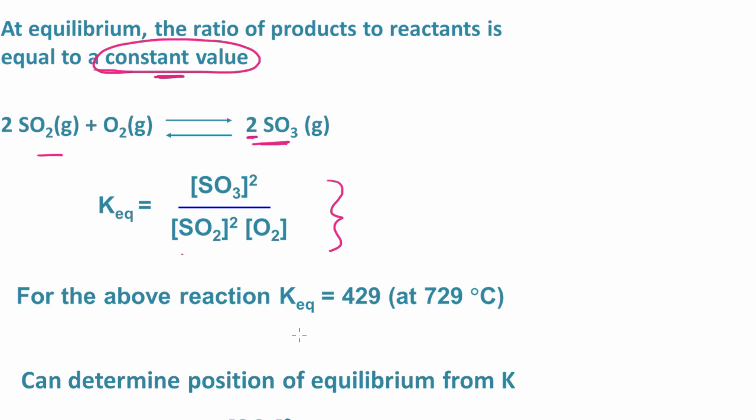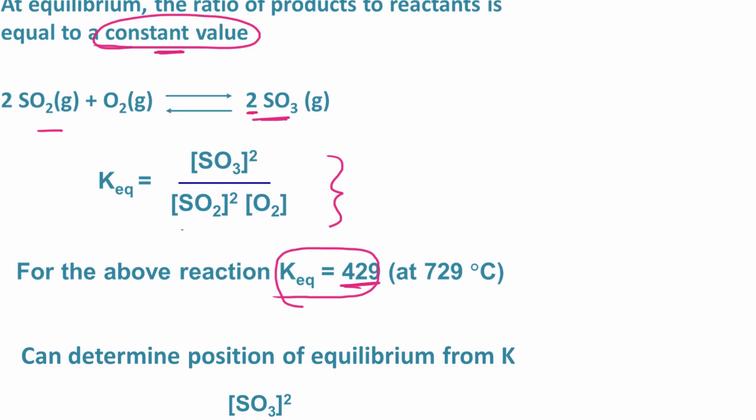Now, it turns out for this reaction at 729 degrees Celsius, the equilibrium constant is 429. This would have been determined experimentally. At a temperature of 729 degrees, this ratio of products to reactants is going to be equal to a constant value of 429.